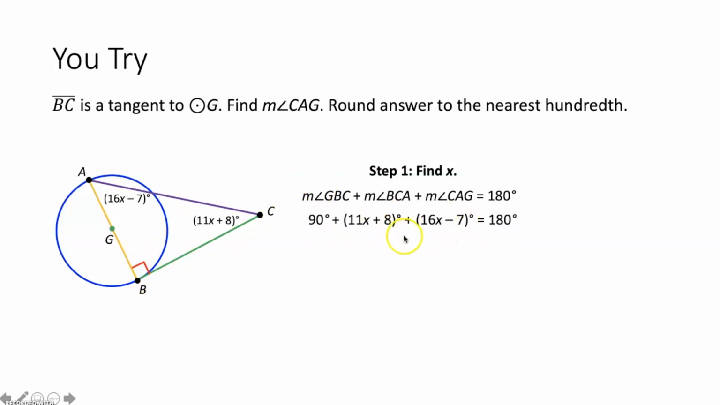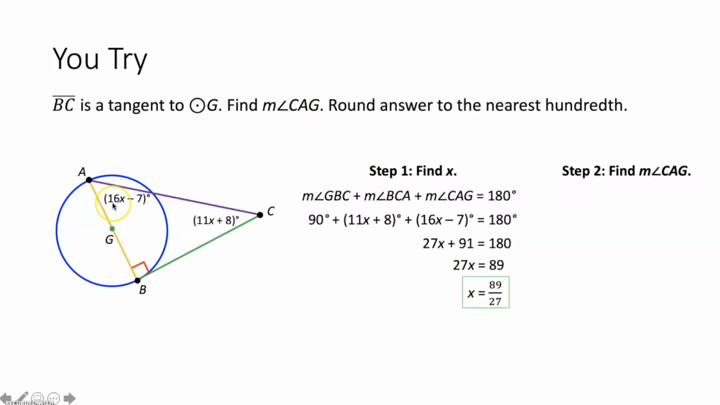Now all we have to do is combine like terms, so 90 plus 8 minus 7 is going to give you 91, and then 11x plus 16x is going to give you 27x. We then solve for x by subtracting 91 from both sides, dividing both sides by 27, we get x is equal to 89 over 27. Now we're going to leave it like this. We don't want to round too early, otherwise we'll get the wrong answer. So we leave it in exact form so we can find the exact measure of angle CAG.